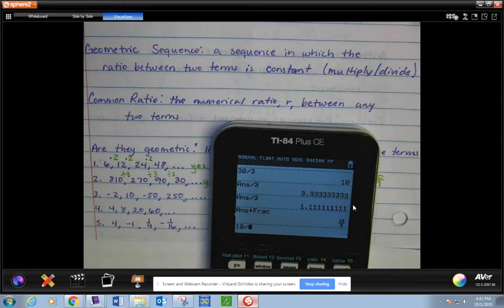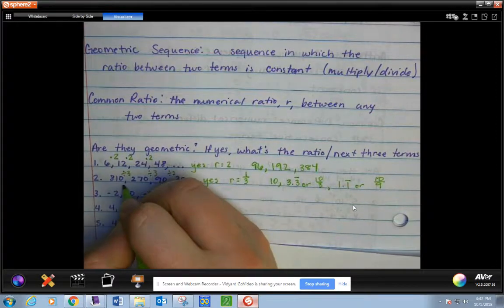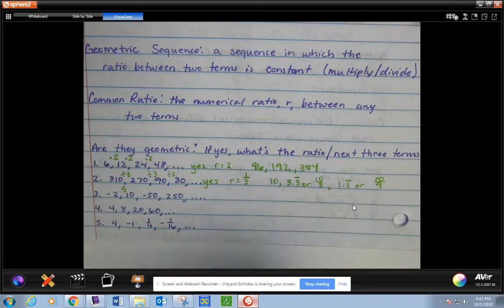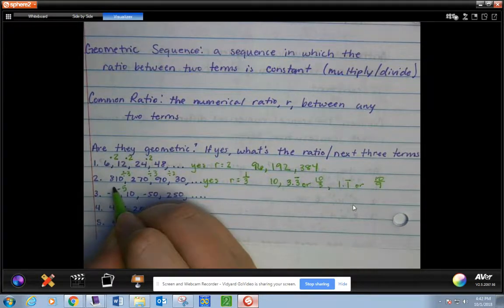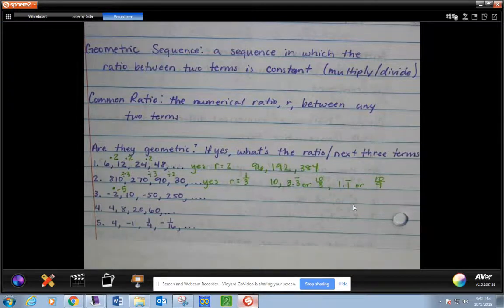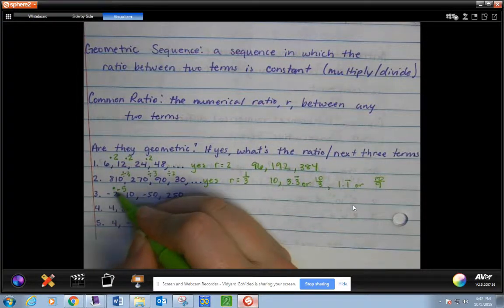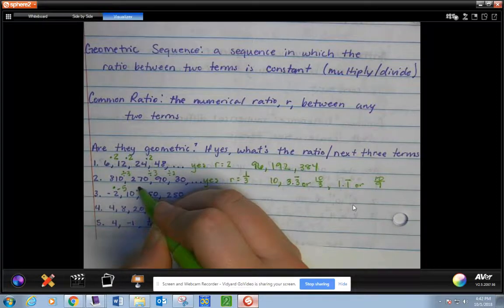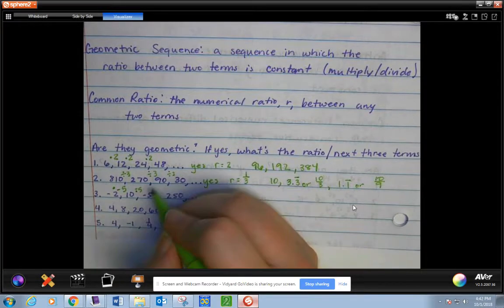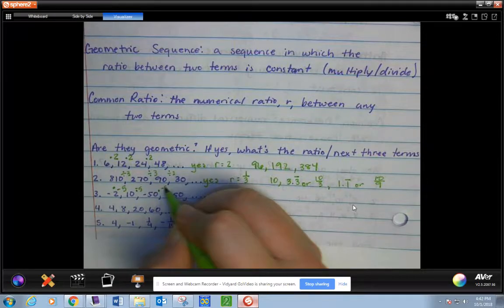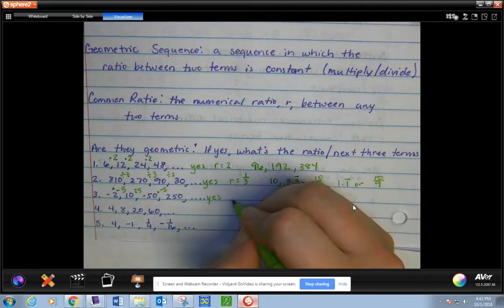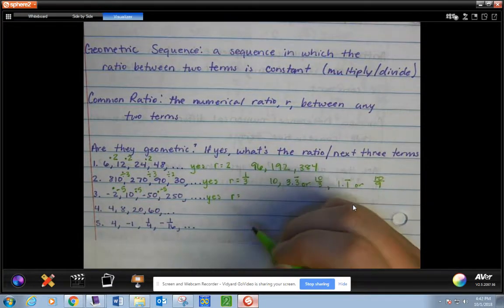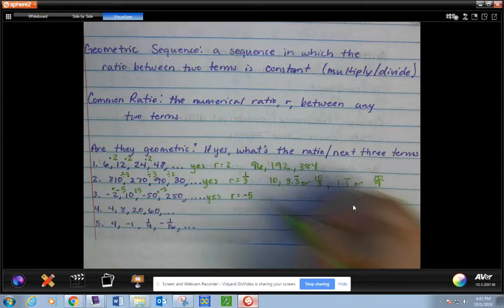So I'm going to take 10 and divide it by 2 to see what I'm multiplying by. And I am multiplying by 5. But since my signs alternate, negative, positive, I am multiplying by -5. So now I just need to check to make sure that this is true. -2 times -5 is 10. -10 times -5 is -50. -50 times -5 is 250. So yes, this is geometric. This time my ratio, I'm multiplying, so I just keep the number as -5.